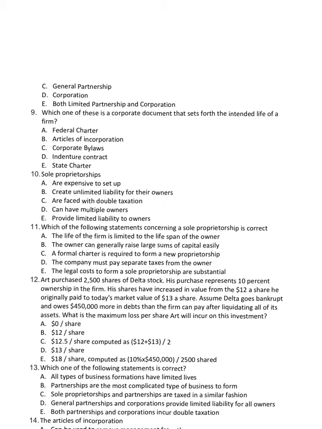Okay, so now we go to question number 9. Which one of these is a corporate document that sets forth the intended life of a firm? Now, remember, when we say a corporate document, it's just a document that is issued by the corporation. Remember that starting a corporation is much more complicated than starting a partnership or a sole trader or a sole business. And the incorporators must prepare articles of incorporation.